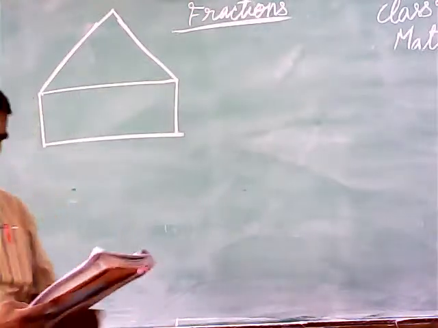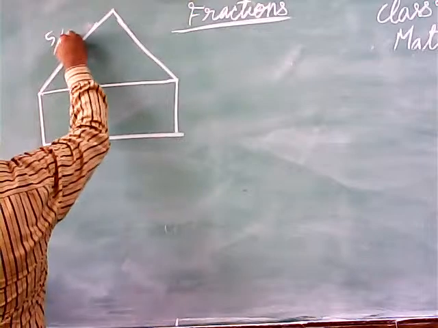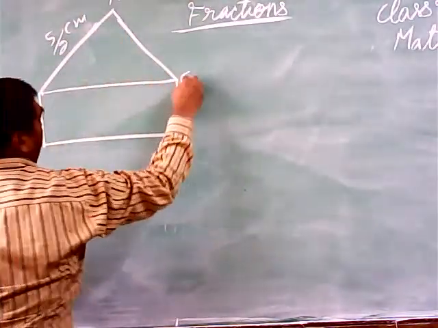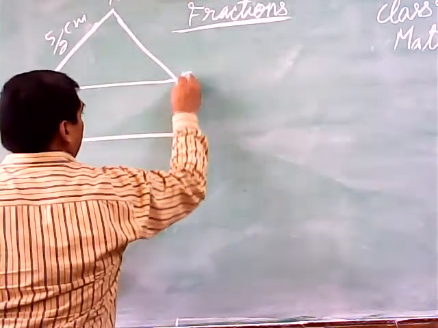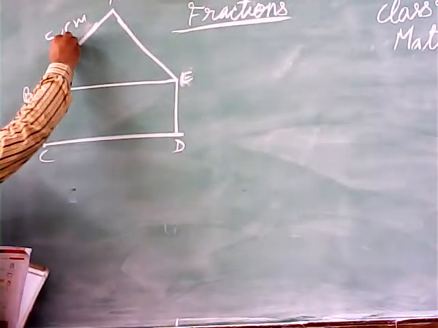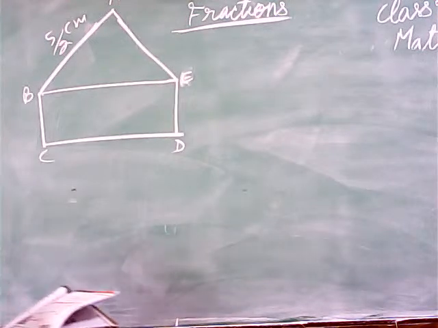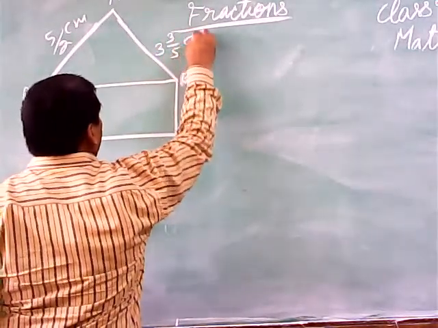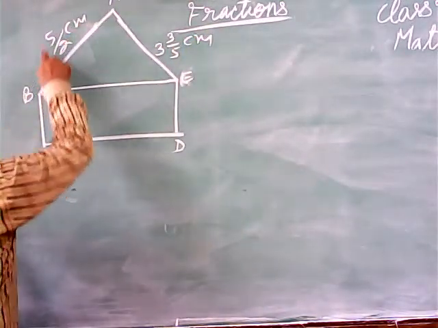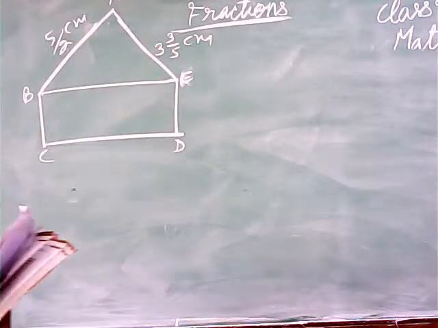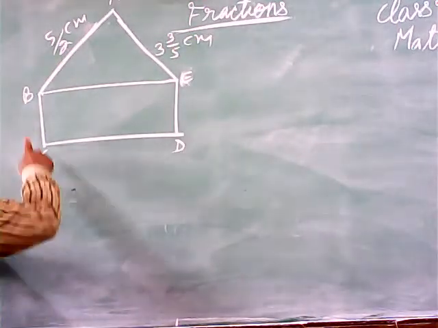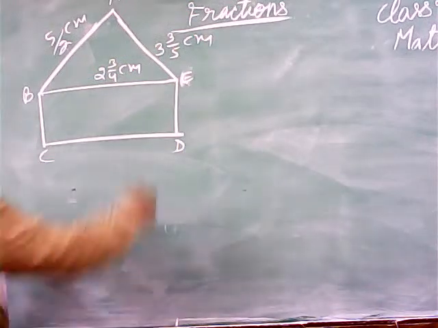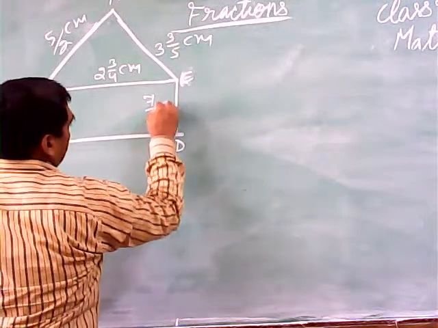This picture is given, and AB is given 5.2 centimeter, meaning this side is 5.2 centimeter. AE is given 3 by 5 centimeter, and BE is given 2 and 3 upon 4 centimeter. Okay, and ED is given 7 upon 6 centimeter.